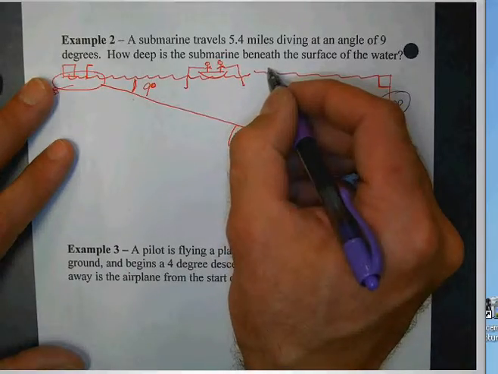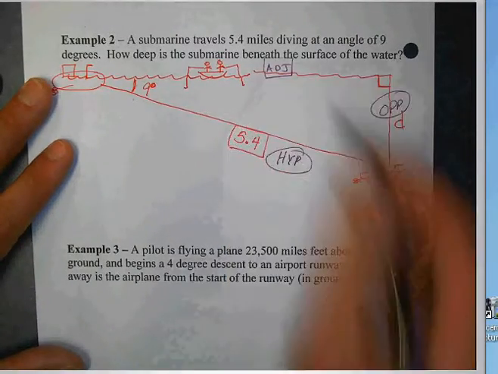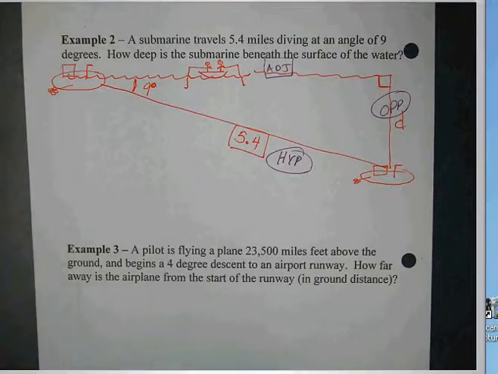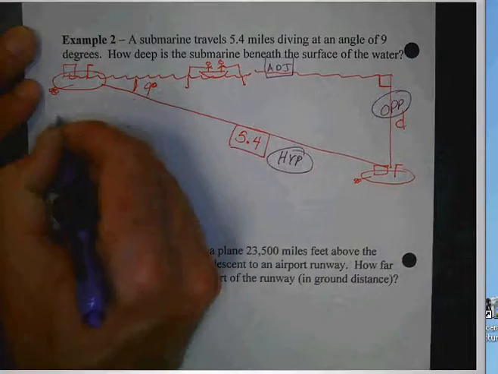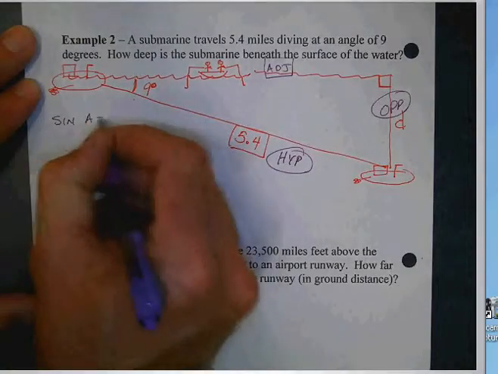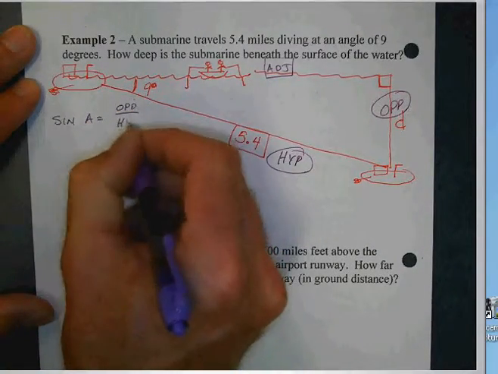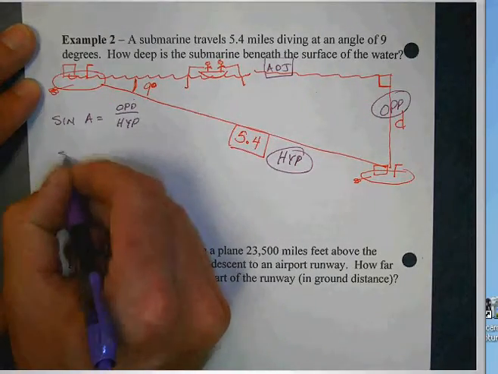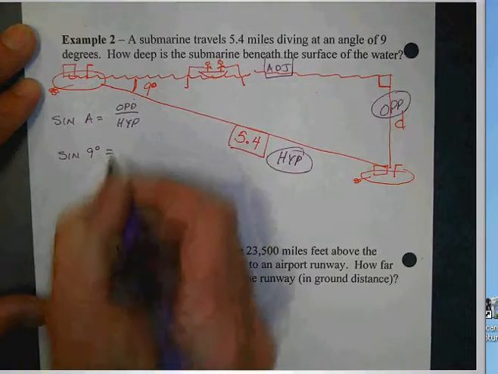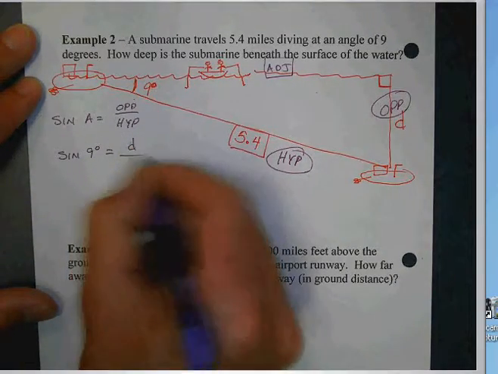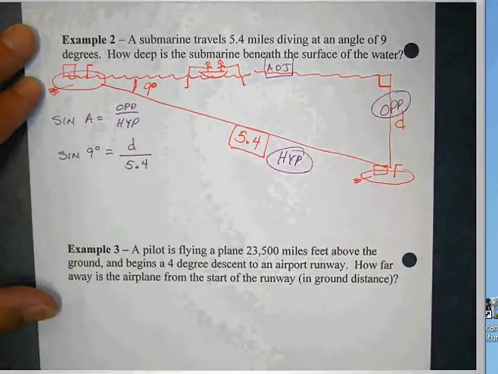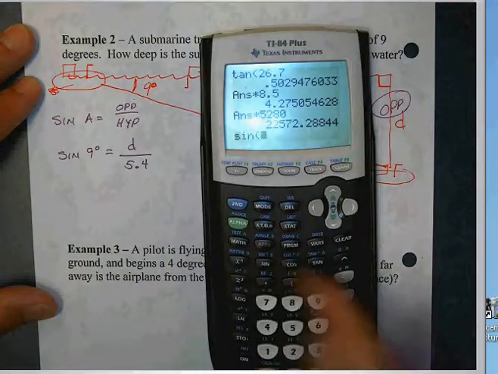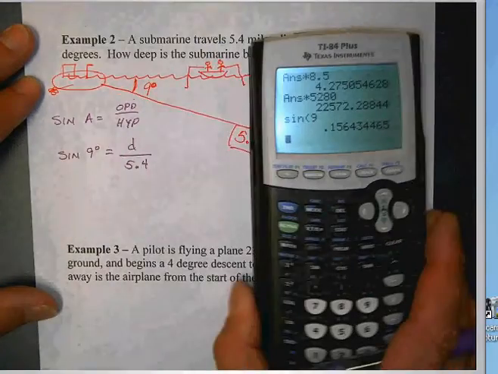In this case, do we care about the adjacent? No. All right, what function uses opposite and hypotenuse? Which of the three trig functions? Sine does. So sine of an angle equals opposite over hypotenuse. Who can put my numbers in for me? The angle is 9 degrees. So sine of 9 degrees equals D over 5.4. Let's crunch that out. The sine of 9 is 0.1564.